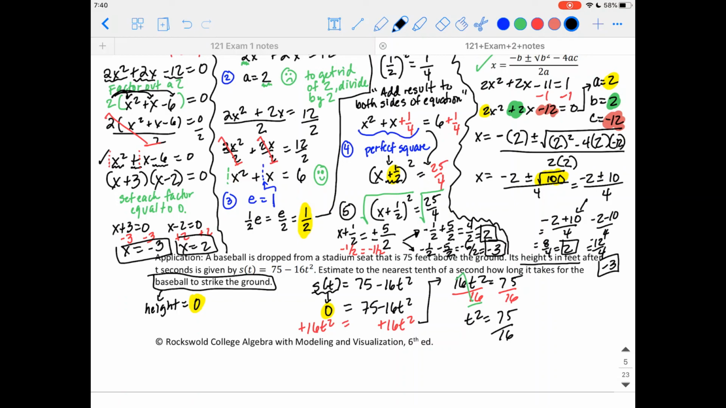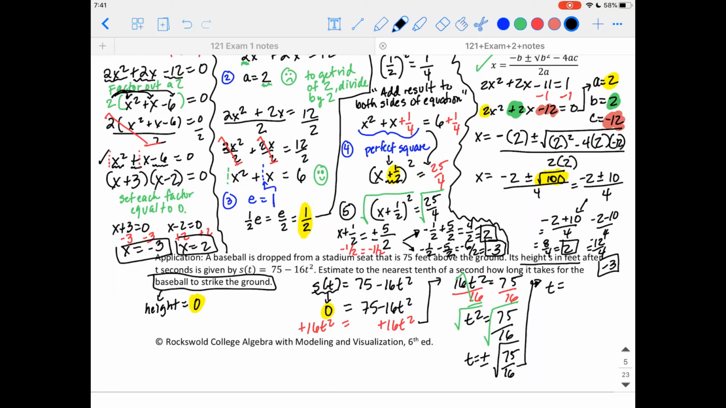My t is still not by itself. I'm squaring. So to get rid of a squared, I'm going to take the square root. So on the left-hand side, I'm just left with t. And I have to remember that it's going to be positive and negative square root of 75 over 16. Now, let's practice our little prerequisite skills here of simplifying stuff.